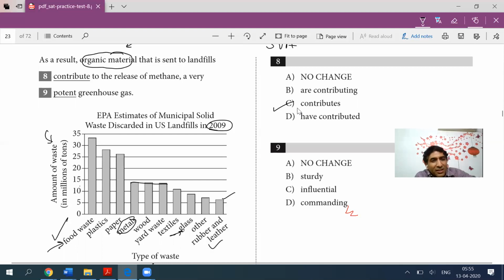Very potent greenhouse gas. Now this is potent, and the options here are sturdy, influential, commanding. The ninth question is related to word choice. And potent looks good, contributes to the release of methane. Now this is a qualifier or a modifier. Potent greenhouse gas. So it's potent, not influential, not sturdy, not commanding. So I would go with A.